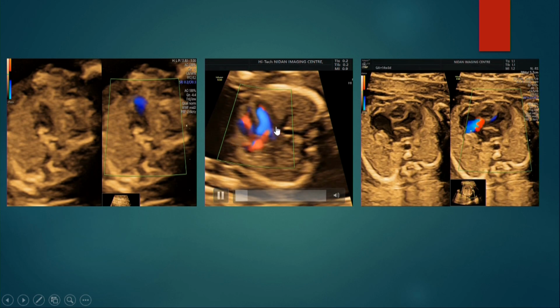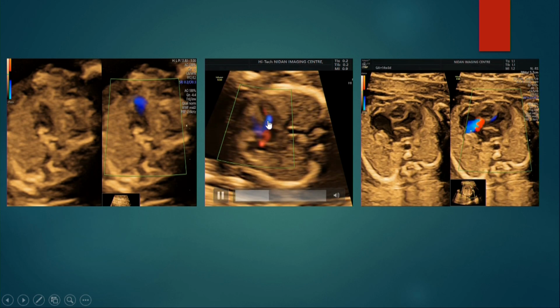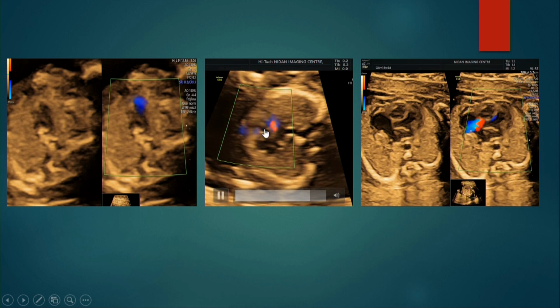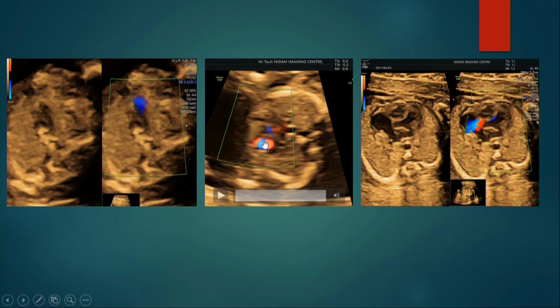Here you can see there is a left axis deviation, overriding of the aorta, and look at the outflow tract. This is the pulmonary artery. The pulmonary artery is smaller than the aorta. It's a case of TOF at 13 weeks.